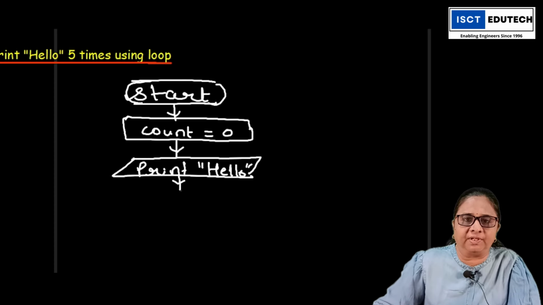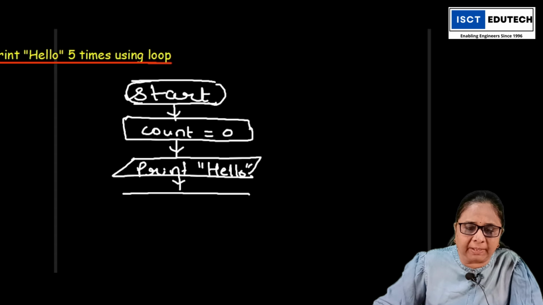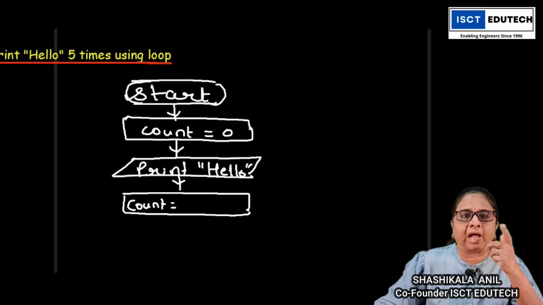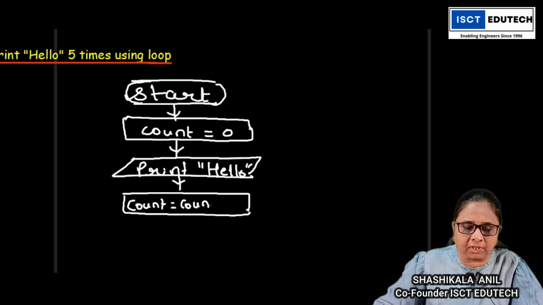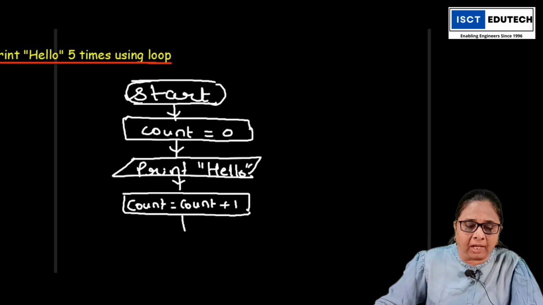Now how many times have I finished printing hello? I have printed it once. So the program has to keep track of it. It has to count how many times it has finished. For that we take the help of the count variable. What is count initially? 0, add 1 to that. So this becomes count equals count plus 1. Count now becomes 1. How many times do I have to do it? I have to do it 5 times.